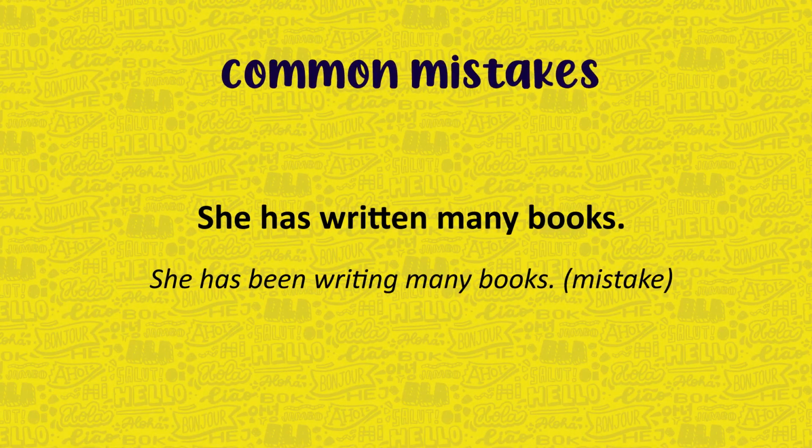So in this example, we can see another mistake. Some people can say she has been writing many books, but actually the correct form is she has written many books. Till this time in her life, she has written many books. Probably 1, 2, 3, 4, 5. We don't know, but it's something that takes the present perfect.